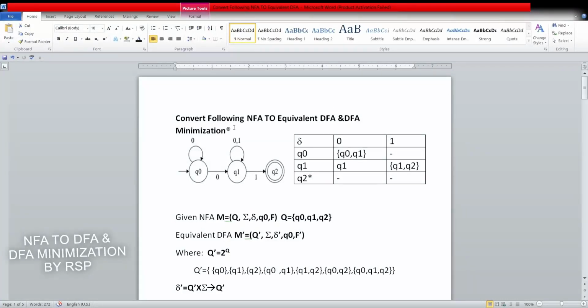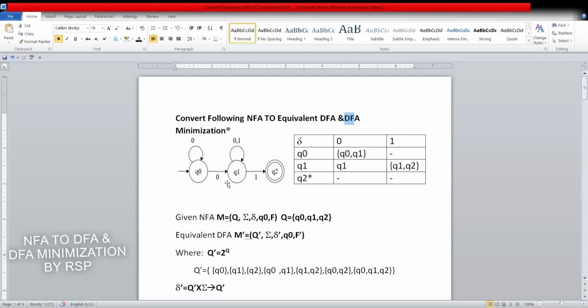Hello students, here we will see conversion of NFA to its equivalent DFA, and second thing is DFA minimization. So more focus is on DFA minimization here. NFA to equivalent DFA already we have seen. So just like for DFA minimization, one problem is considered for the conversion here.